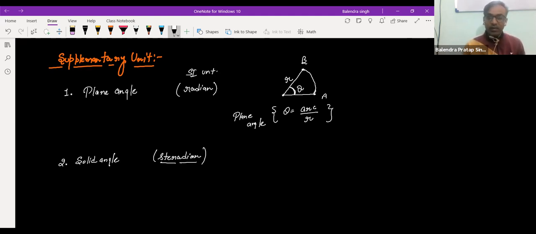So these are the supplementary units. 7 fundamental and 2 supplementary, so total 9. On the basis of these fundamental units, we define derived quantities. All the other physical quantities can be defined on these 7, or total 9, fundamental units. So write all the important things so I can go further.